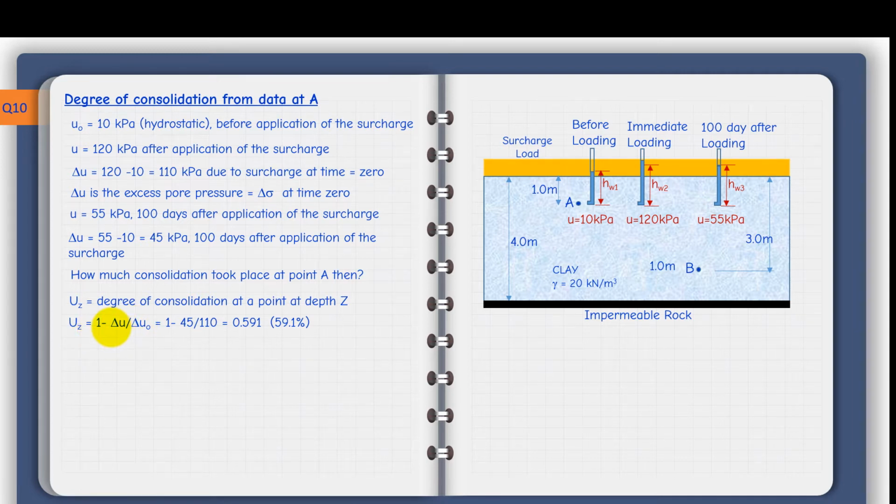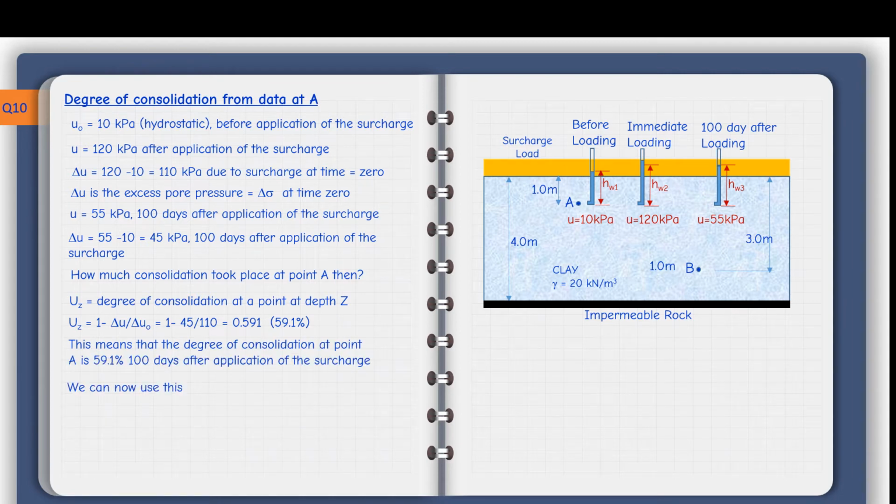What is delta u? Delta u is the excess pore water pressure at any time. That's happening here to be 45 kPa. What is delta u naught? This is the excess pore water pressure at time 0, immediately after applying the surcharge load. Here it's 110 kPa. So when you substitute in this equation, it's telling me that at point A, the degree of consolidation is 59.1%. That's 100 days after application of the surcharge load.